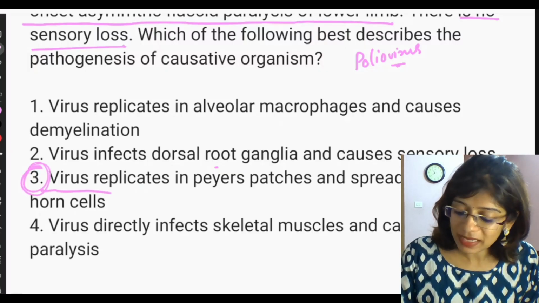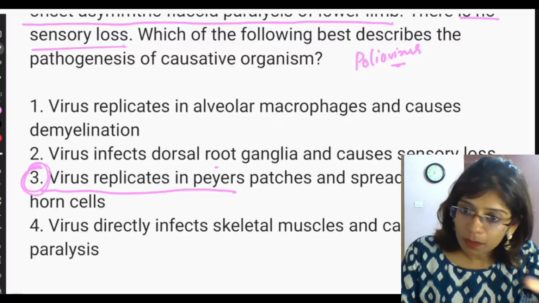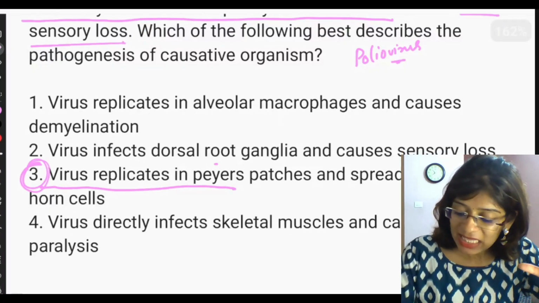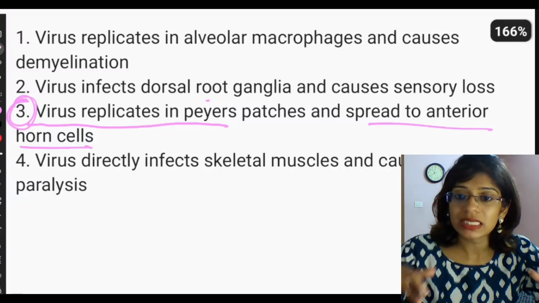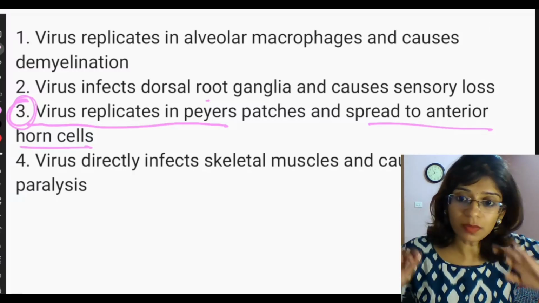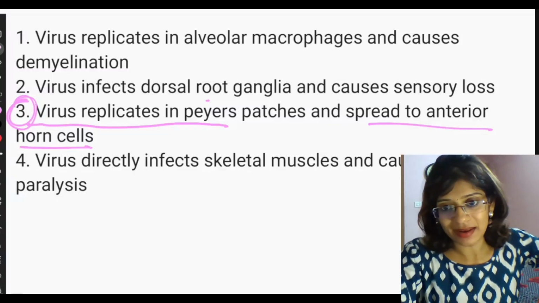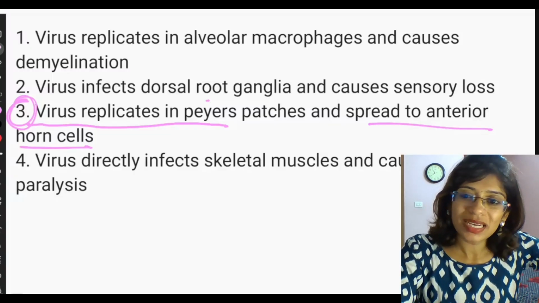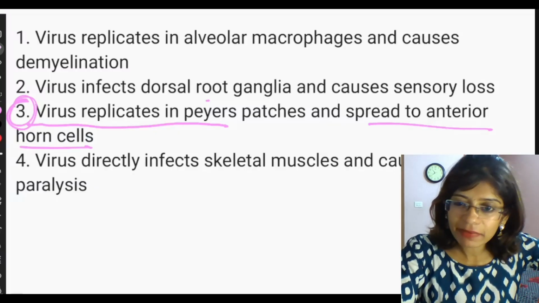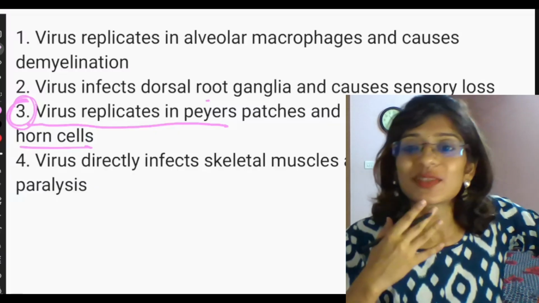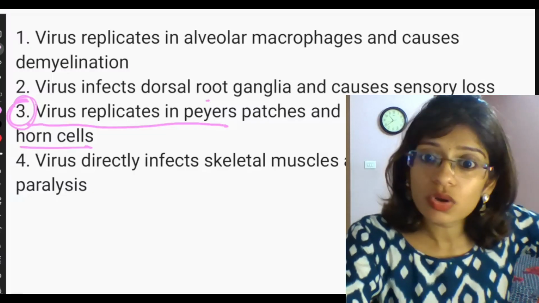Third option: poliovirus replicates in the Peyer's patches and spreads to the anterior horn cells of the spinal cord, and then it goes to the brainstem as well, causing paralysis. So this virus affects the motor neurons.